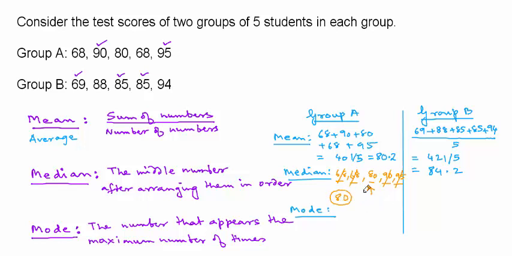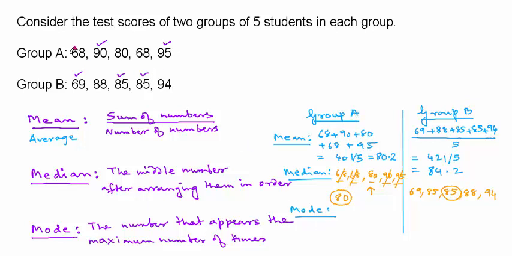Let's go ahead and find the median, the middle number, for group B. For group B, we are going to arrange them as usual from smallest to largest. So it starts at 69, 69, and then we have a couple of 85s, 85, 85, and then 88, and finally a 94. So the middle number is going to be this 85. So the median of group B is also more than the median of group A.